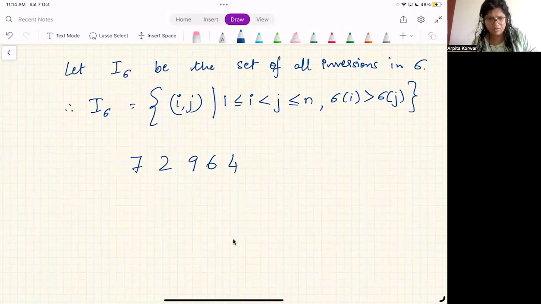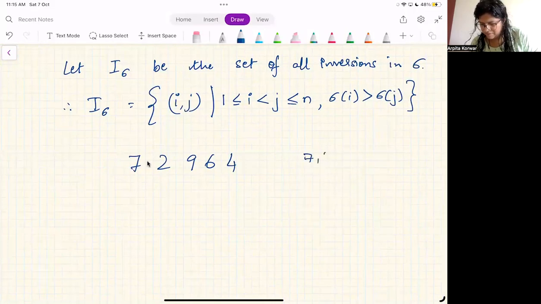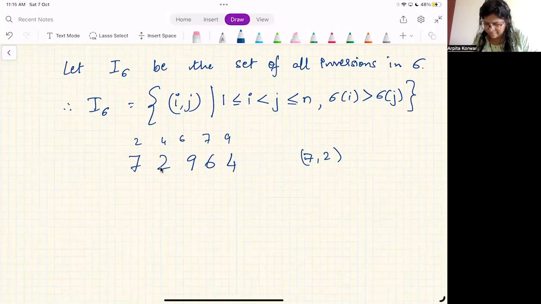We should look at the pair of numbers where the larger one comes first. I mean, 7 and 2 is an inversion. Why is that? This is about the set 2, 4, 6, 7, 9. If I write it like this, now it makes sense, right? For i less than j, but sigma i greater than sigma j.